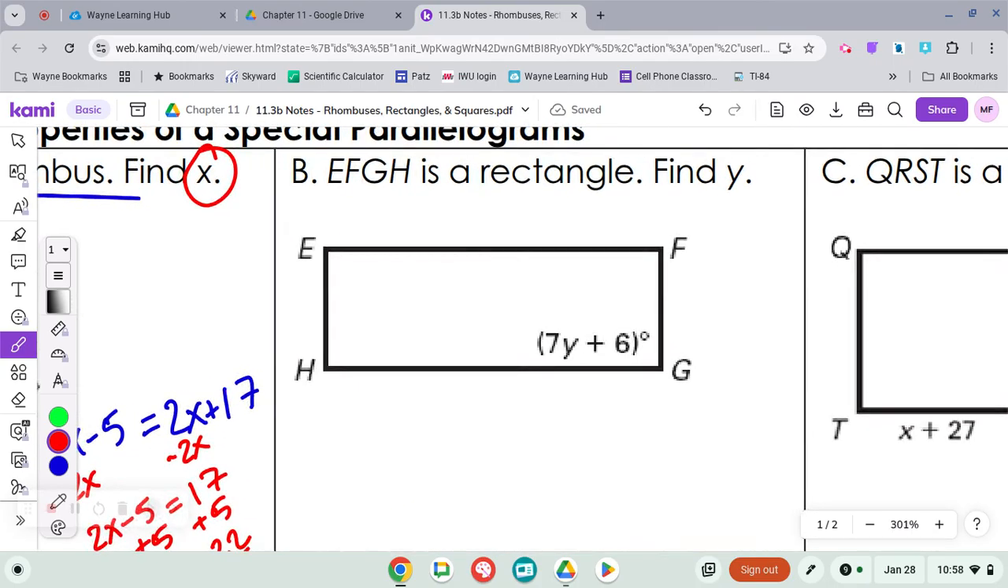Right here, it tells us this is a rectangle. What does that tell me? It tells me a lot of things. One, it tells me that opposite sides are congruent. It also tells me my diagonals will bisect, and they will also be congruent. But neither of those will help me here.